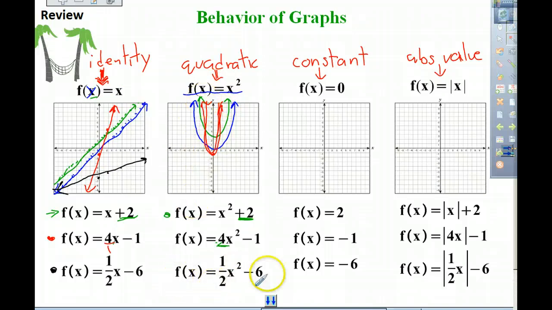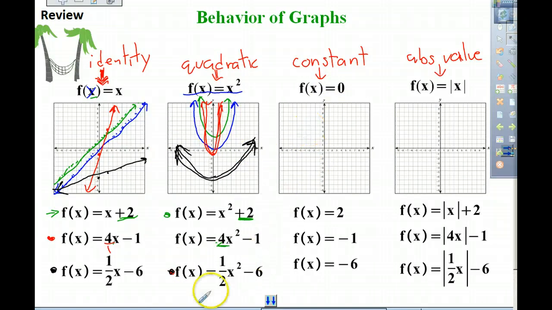What about the 1/2 x squared minus 6? Over here, it started way down at minus 6, and it wasn't as steep. So for the parabola, what will that look like? It still starts at minus 6, and it's wider, not as steep. So the steepness and the wideness are basically the same thing.